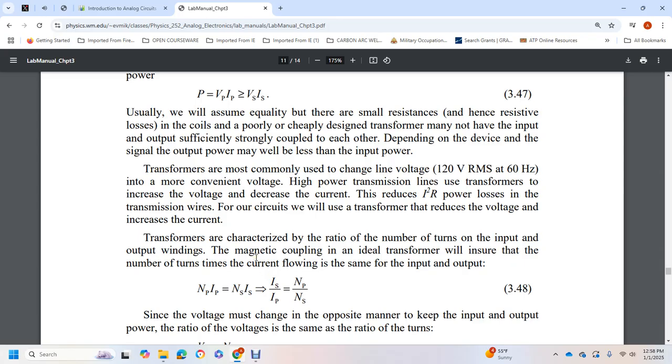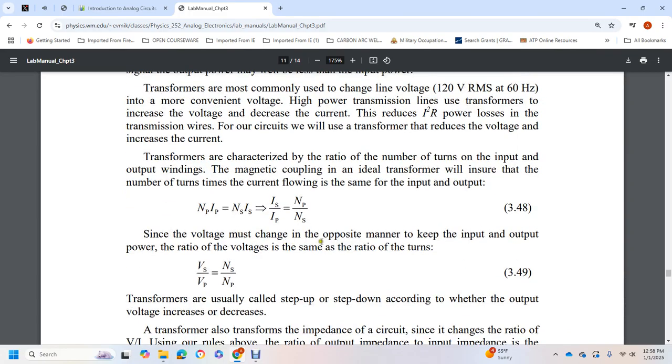Transformers are characterized by the ratio of the number of turns of the input winding to the output winding for the magnetic coupling. For ideal transformers, the voltage ratio equals the ratio of the number of turns, and the current ratio is the inverse. The input and output power are the same.